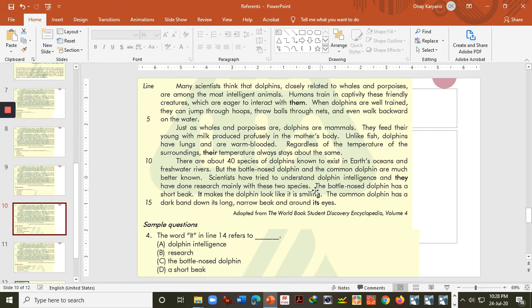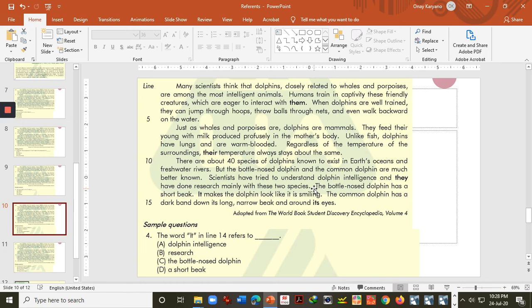Dari kalimat ini, right? Berarti karena ini di awal kalimat berarti kita mengacu ke kalimat sebelumnya. The bottlenose dolphin has a short beak. Ini ada kata short beak, ada juga the bottlenose dolphin. Oke, berarti dari sini kita bisa singkirkan option A dengan option B, karena ini sudah ada dua kata ini. Kecuali memang dari sini kita belum menemukan kata yang tepat.